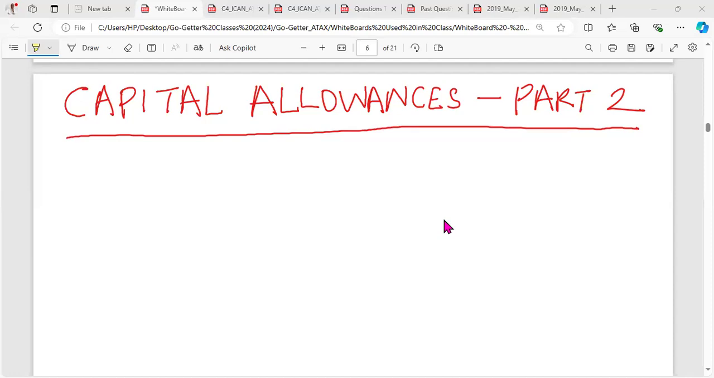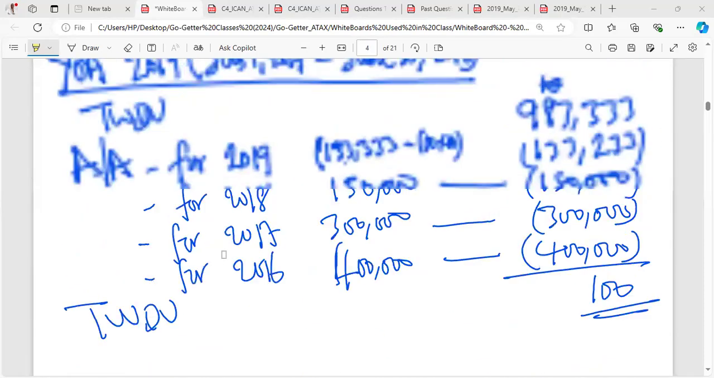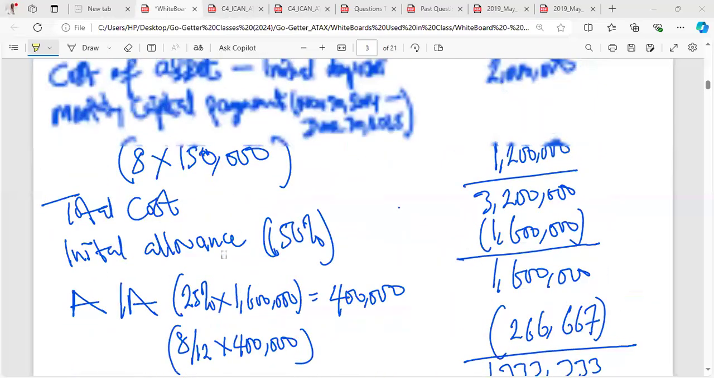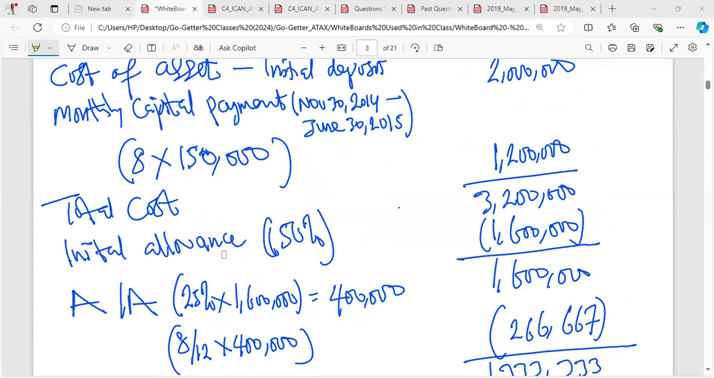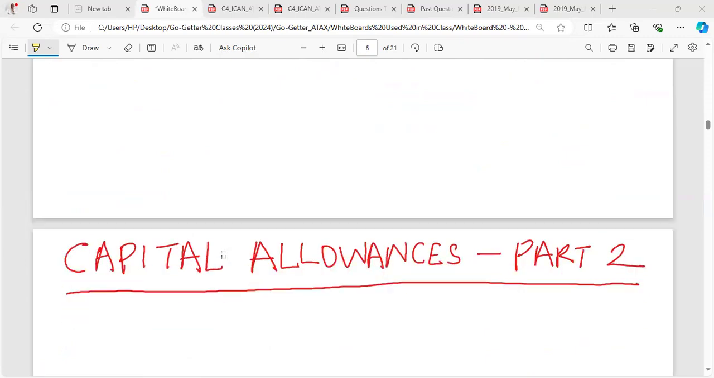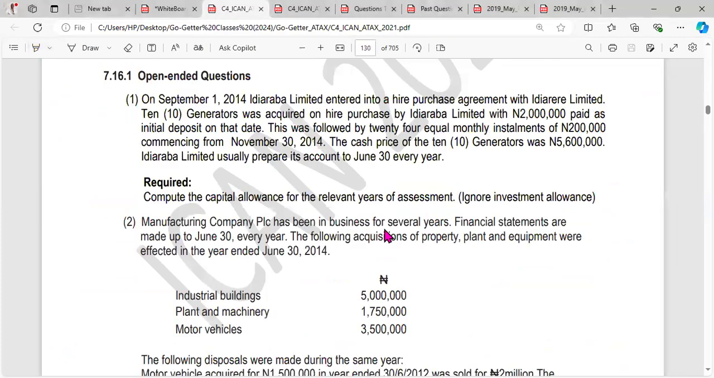Today, we are continuing on the topic we treated last, which is capital allowances. In the last topic, we solved a question and we saw how to do capital allowances when we were doing hire purchase. So today we are still continuing with that same whiteboard for a comprehensive understanding. So let's go to question number 2 here.